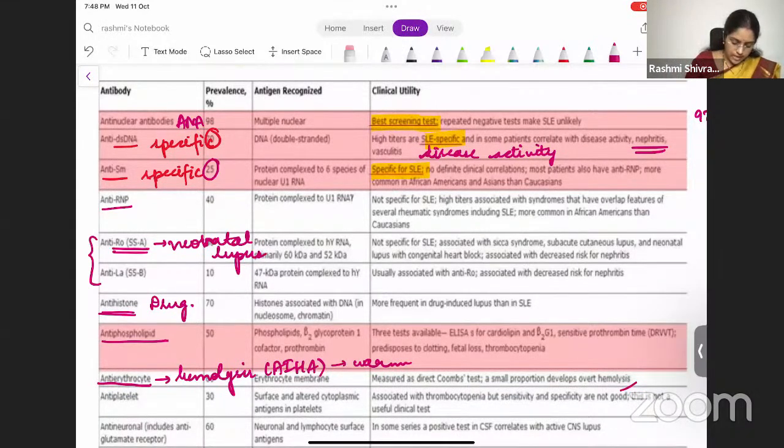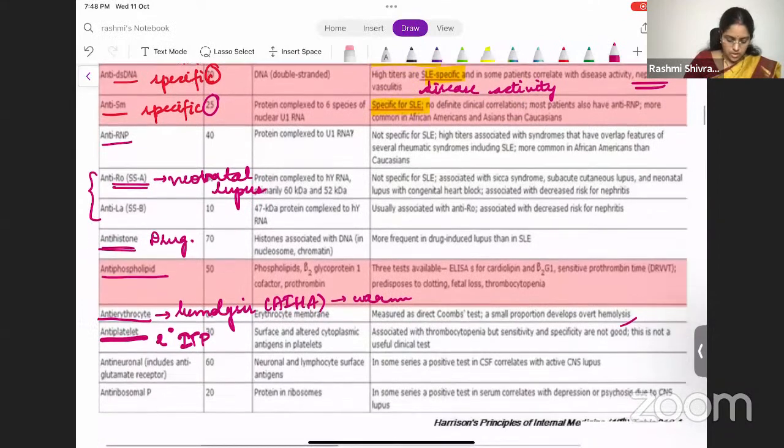Okay. So next is antiplatelet antibodies. Once antiplatelet antibodies are present, the patient will have thrombocytopenia. So what do we call this? This is characteristically called secondary ITP. The patient will have thrombocytopenia.